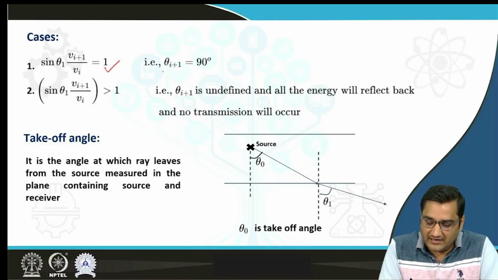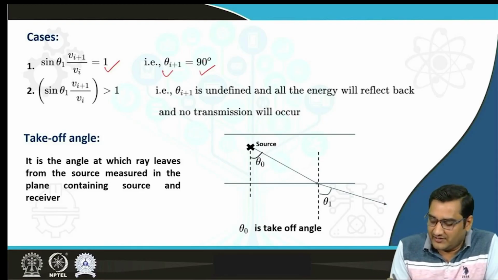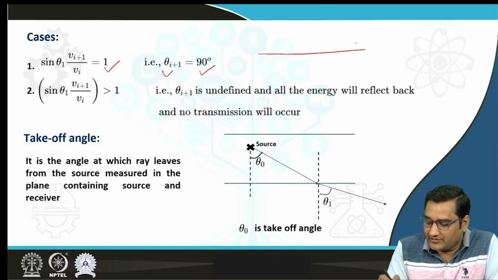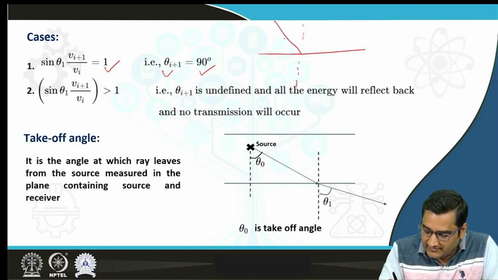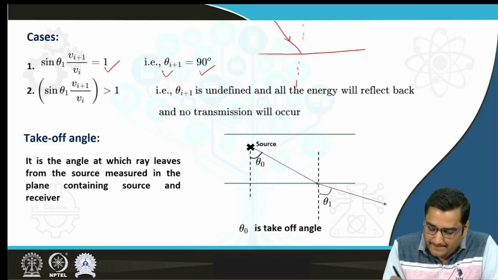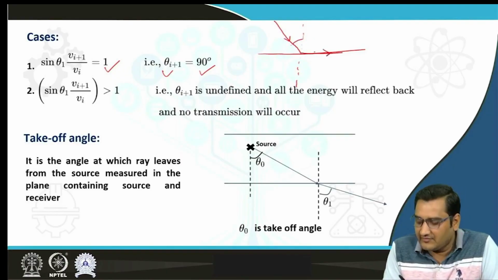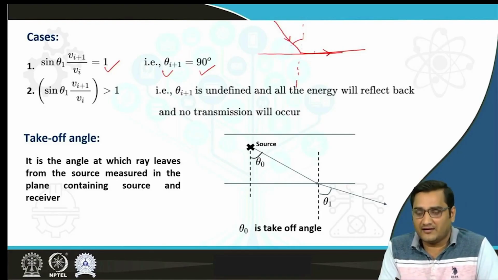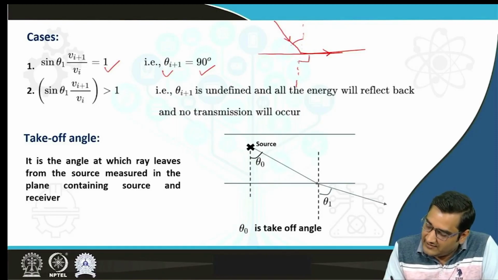That means theta i+1 will be 90 degrees. So what can be this case? Suppose there is this interface and a normal to the interface, and a ray is incident onto this interface something like this, and when the angle theta 1 is such that theta i+1 becomes 90 degrees, the refracted ray is going to travel along the interface. So that will make the angle 90 degrees here.